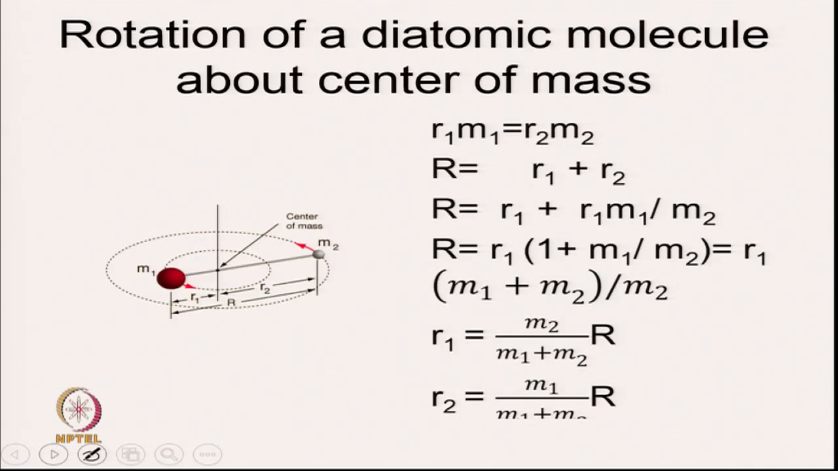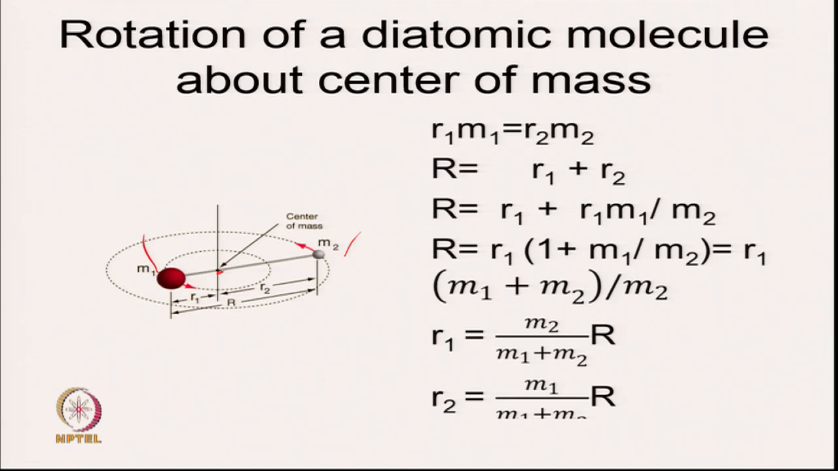Now, let us consider the rotation of a diatomic molecule around the center of mass. A diatomic molecule has two atoms with masses m1 and m2. Suppose here is the center of mass and the molecule is rotating around the center of mass.